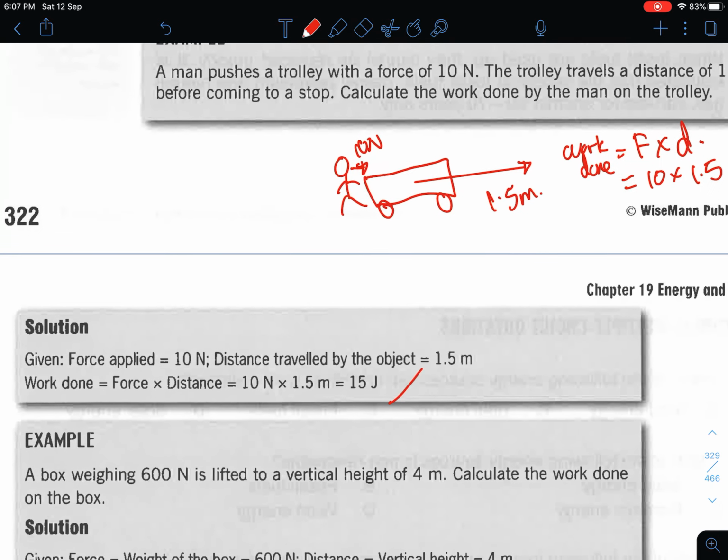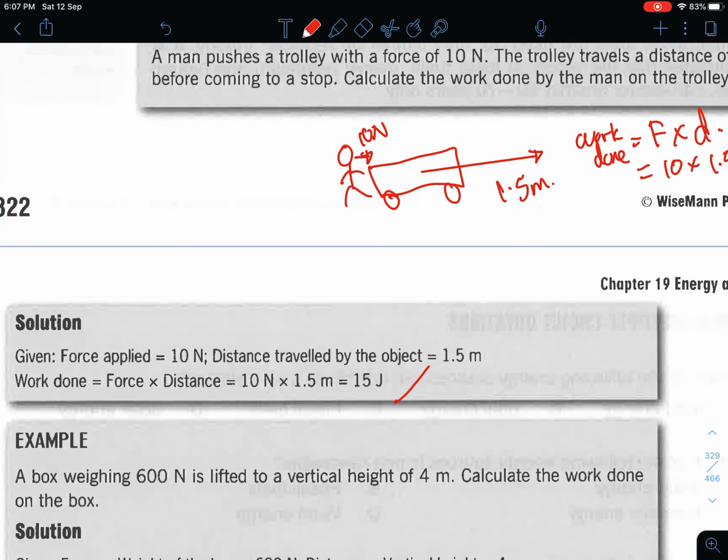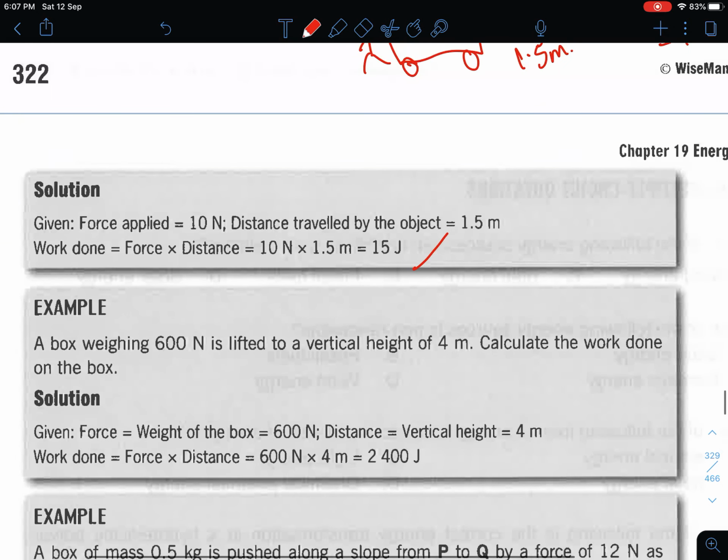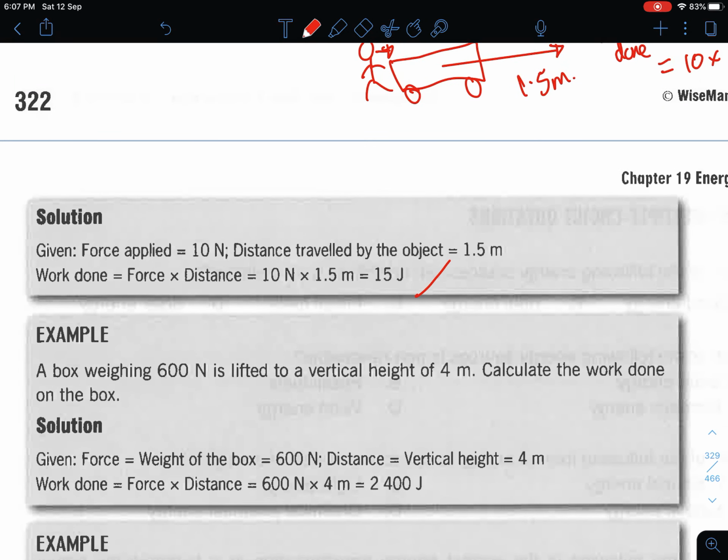A boy weighing 600 newton is lifted to a vertical height of 4 meter. So what you do is, again, take note that the weight of the box is mainly in terms of force. You can recognize it by the SI unit. So work done is just 600 multiplied by 4, 2400 joules.